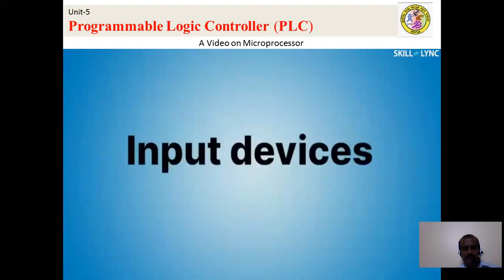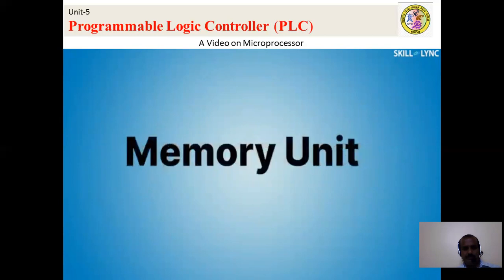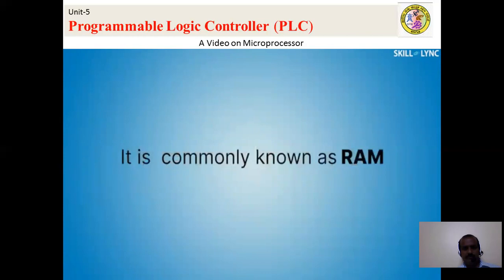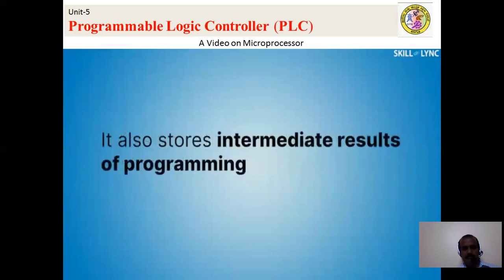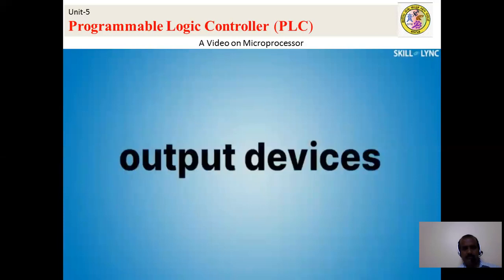The input devices are used to feed information into the microprocessor. The memory unit is the internal storage unit of the microprocessor. It is commonly known as the RAM. This unit stores all data and information that is required for processing. It also stores intermediate results of programming. Finally, we have the output devices.